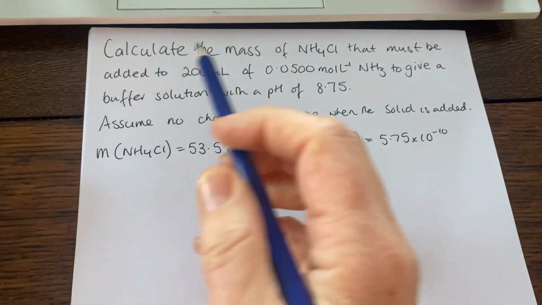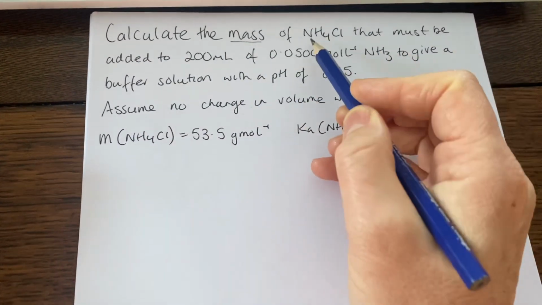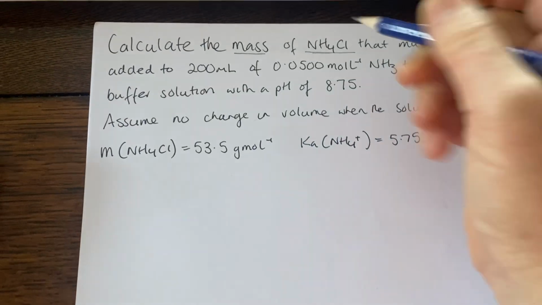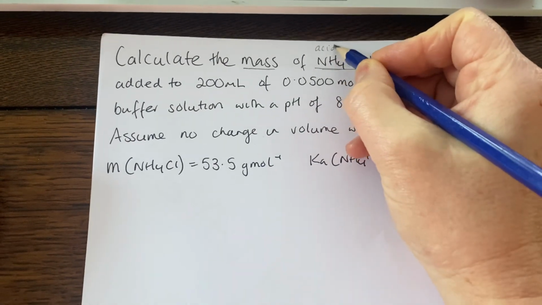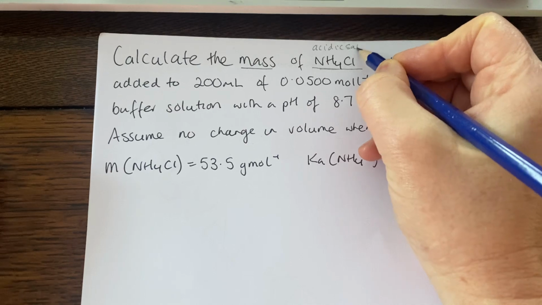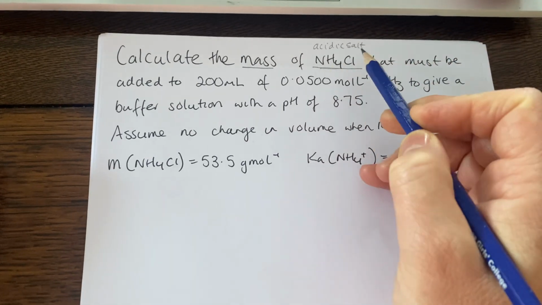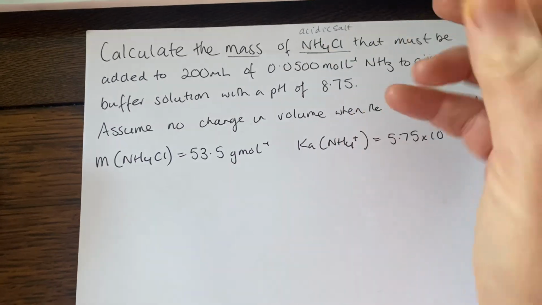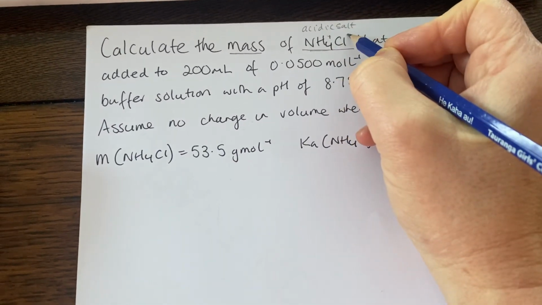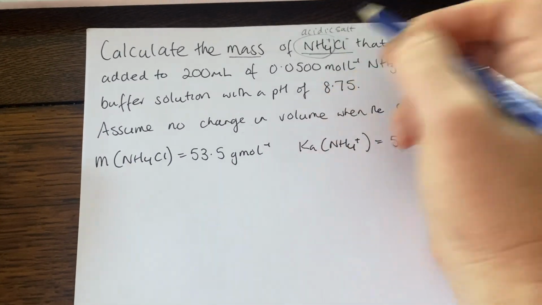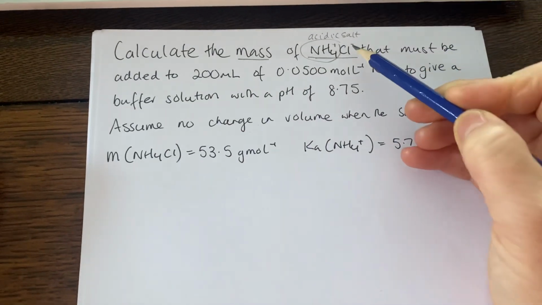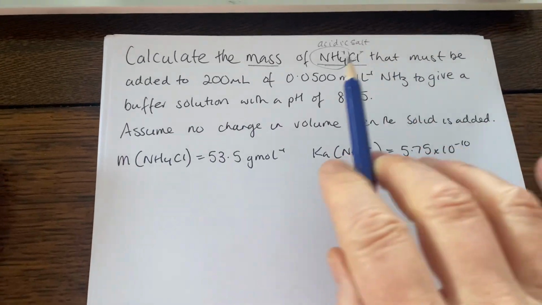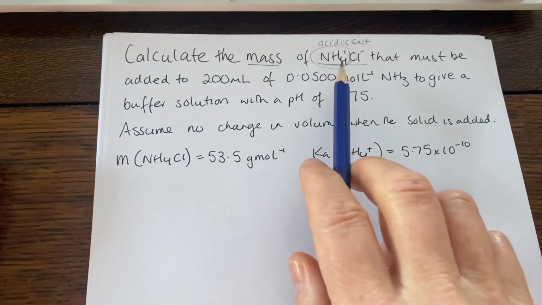So we have to calculate the mass of this thing here. Now, as soon as I see this thing here, I must be able to identify that as an acidic salt. And in identifying it as an acidic salt, I know that this will fully dissociate and it will end up making these ions, and this ion here is a weak acid. So I'm going to ignore that until I come to the mass calculation. So again, calculate the mass of this thing here.